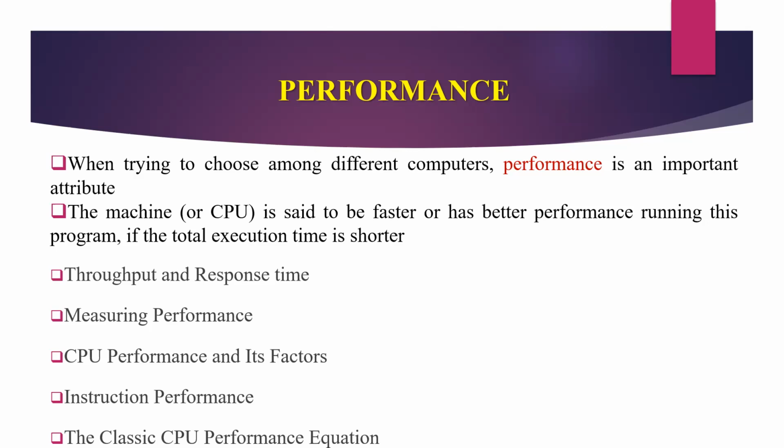So when trying to choose among different computers, performance is an important attribute. The CPU is said to be faster or has better performance running this program if the total execution time is less. So today we are going to learn some important attributes about performance. The first one, throughput and response time. The second one, measuring performance. The third one, CPU performance and its factors. The fourth one, instruction performance. Then the fifth one, classic CPU performance. In this video, we are going to learn about throughput and response time.